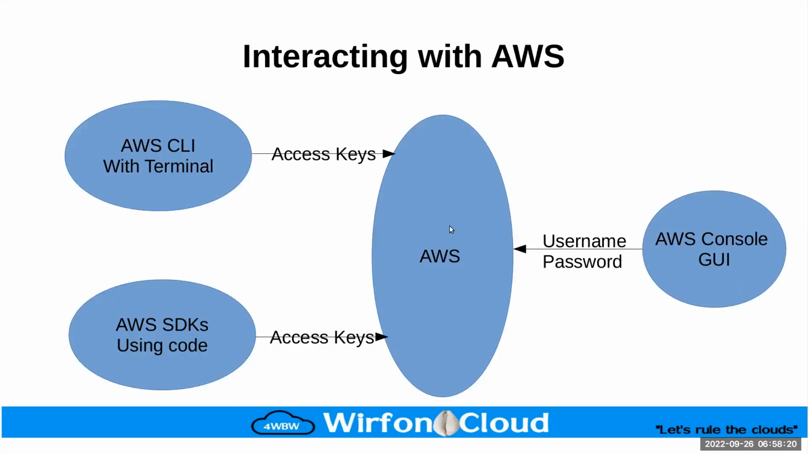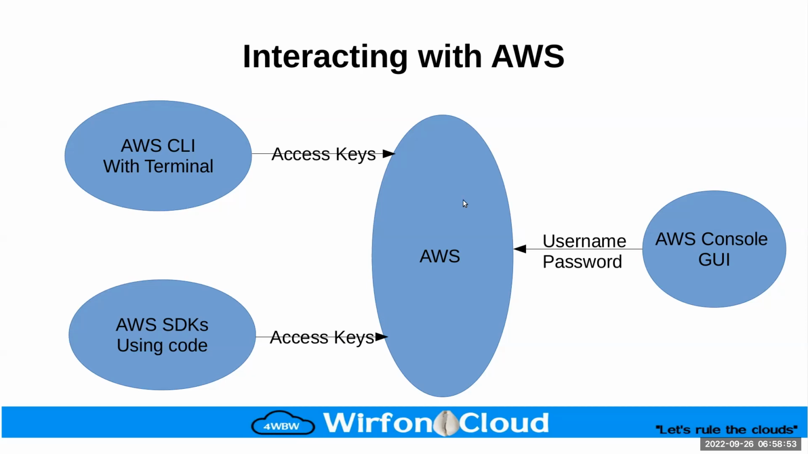I want you to capture this difference very well, and this diagram may help you. You have AWS services, all the 200 services sitting in here. The question is, how can I access all of these services? If I'm coming from the graphical user interface, I need a username and a password. If I'm using the command line, I need access keys. And if I'm using the SDKs, which is also a programmatic interface, I'll also need access keys.